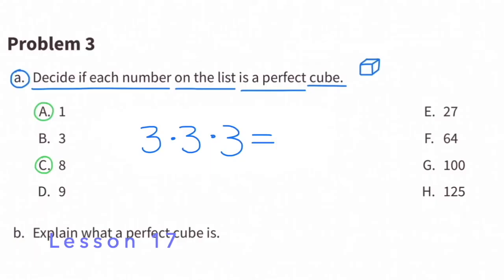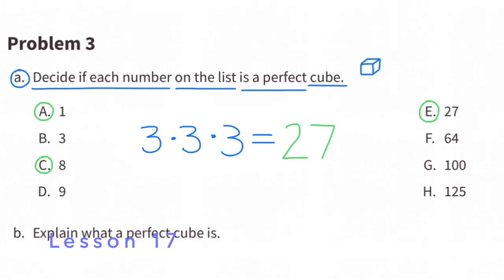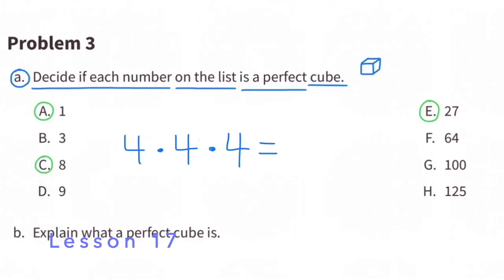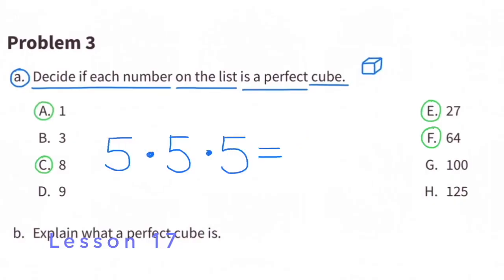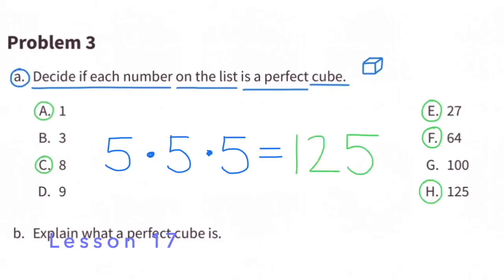3 times 3 times 3 equals 27. So 27 is a perfect cube. 4 times 4 times 4 equals 64. So 64 is also a perfect cube. 5 times 5 times 5 equals 125. So 125 is also a perfect cube.